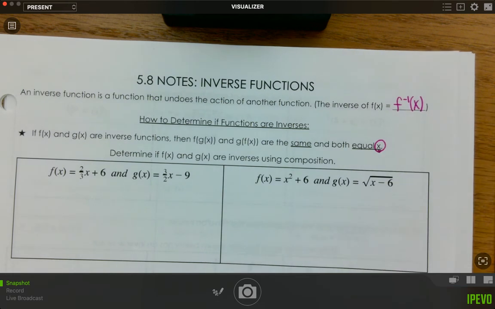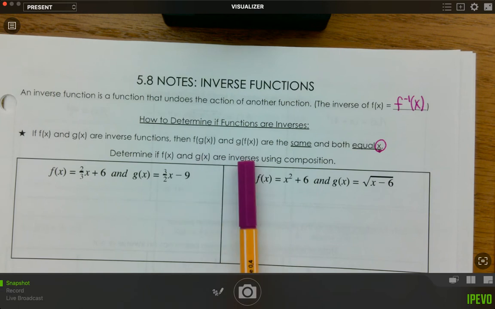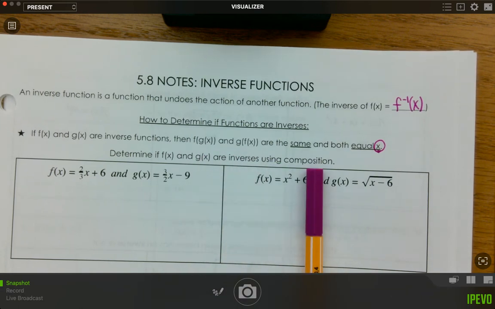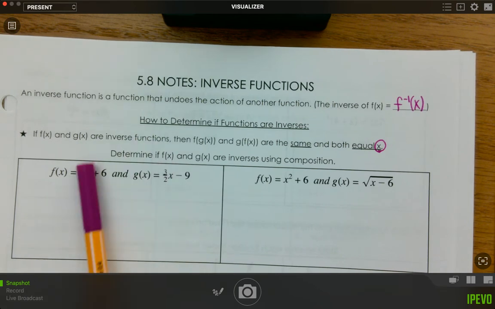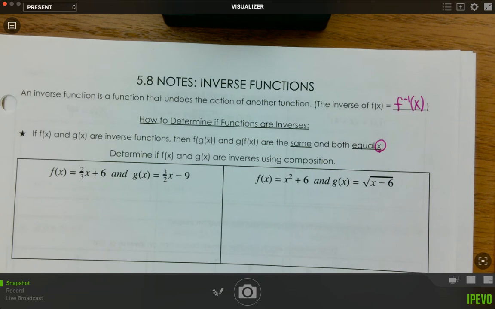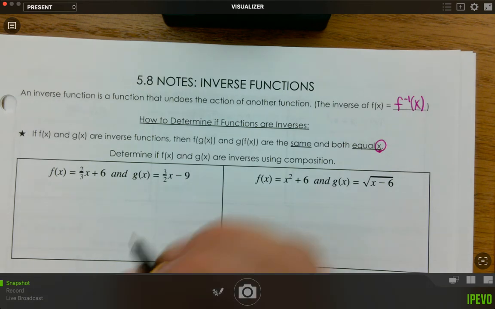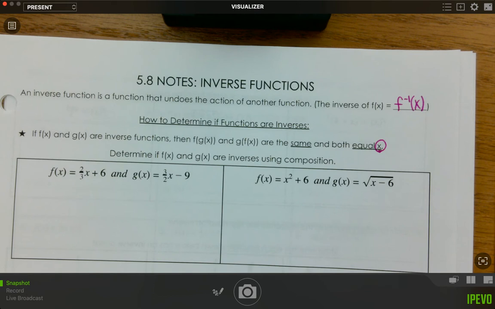So all the directions for this section will say, determine if f of x and g of x are inverses using composition. That means take one, plug it into the other, and see if you get x. If you do, then they are inverses. If you don't, then they are not inverses. So it does not matter which way you try it. In fact, I will do both ways just to show you.